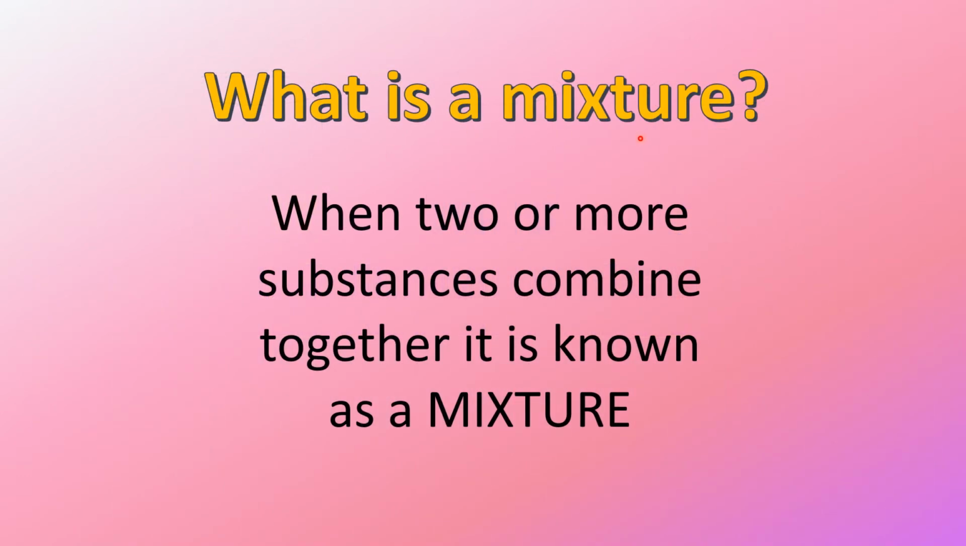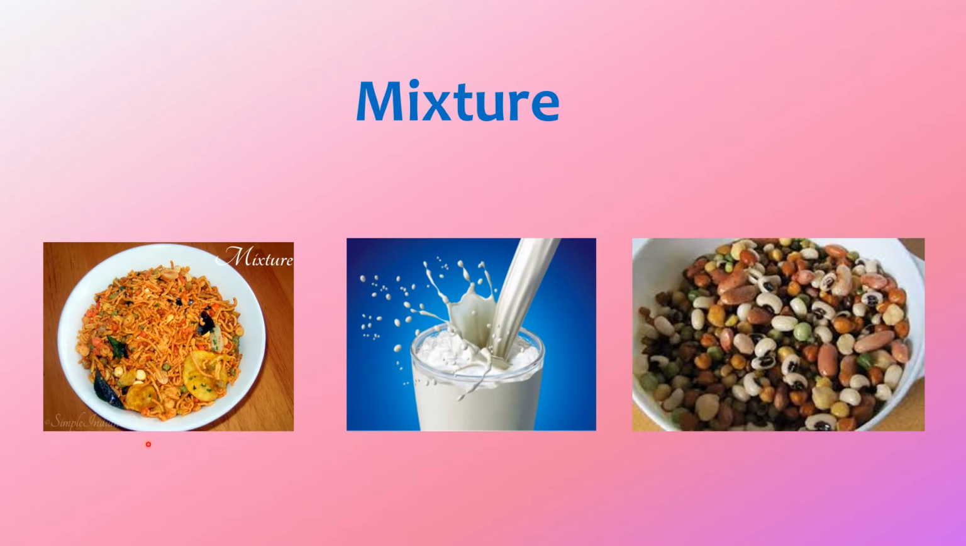Now, what is a mixture? We'll see what is meant by mixture. When 2 or more substances combine together, it is known as a mixture. That is called a mixture. Here are some examples of mixtures. The first example, I think you understood: it is bhel, which all of you like to eat. It is a mixture. Second one, milk. Third one, the mixture of different types of pulses. So these are some examples of mixtures.